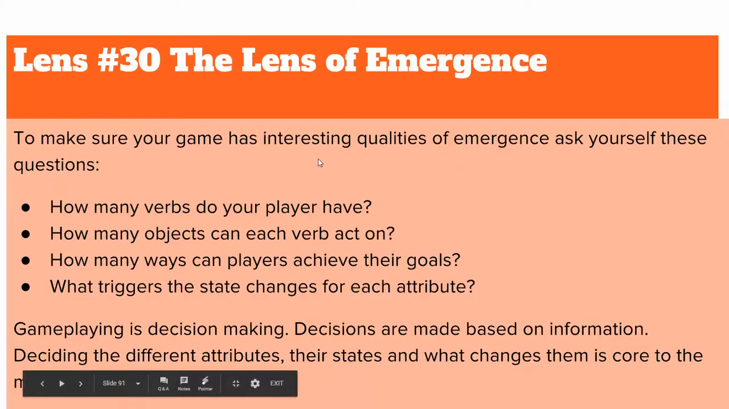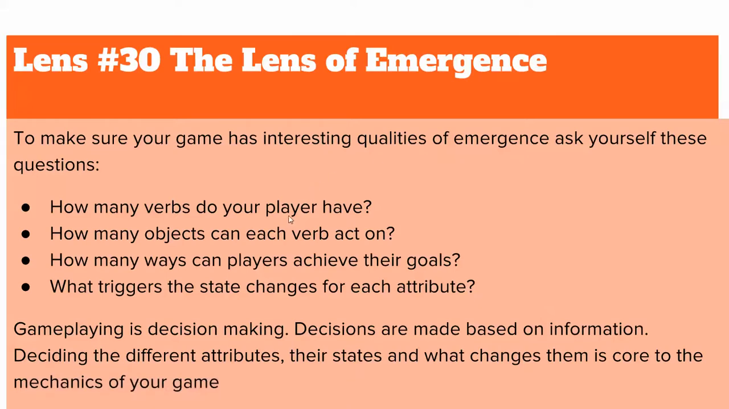Okay, the lens of emergence. To make sure your game has interesting qualities of emergence, ask yourself these questions. How many verbs does your player have? How many objects can each verb act on? How many ways can players achieve their goals? What triggers the state changes for each attribute?